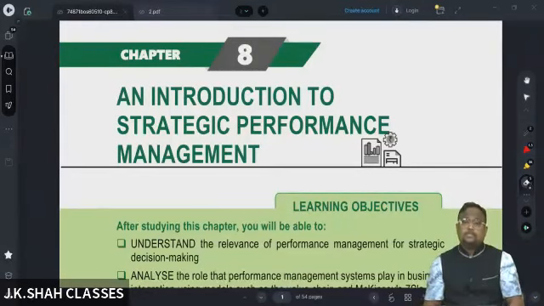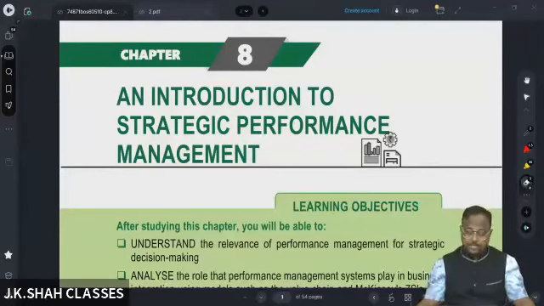Now, your initial chapters in this second module are related to performance evaluation. They call it strategic performance management. Earlier, it was combined under the head performance evaluation, and now they have segregated all those different concepts into 2-3 chapters. So here we go with the first one. Introduction to Strategic Performance Management.